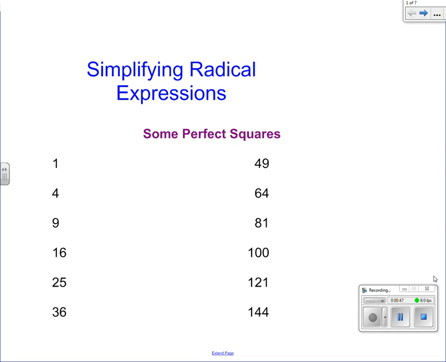What I need you to do, before we go any further, is I've listed 12 perfect squares. I need you to write those down. Please pause the video right now and write those down.